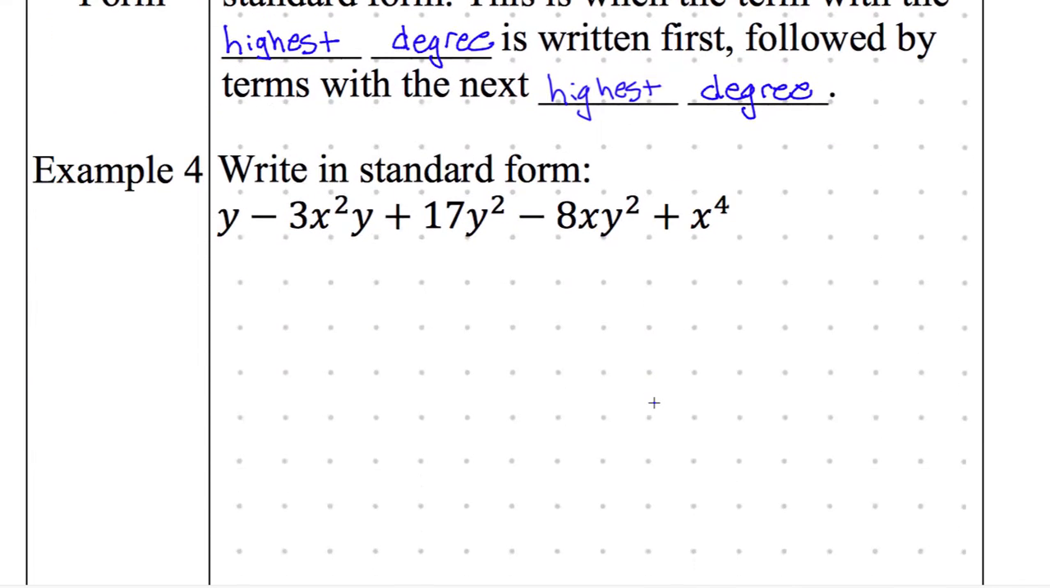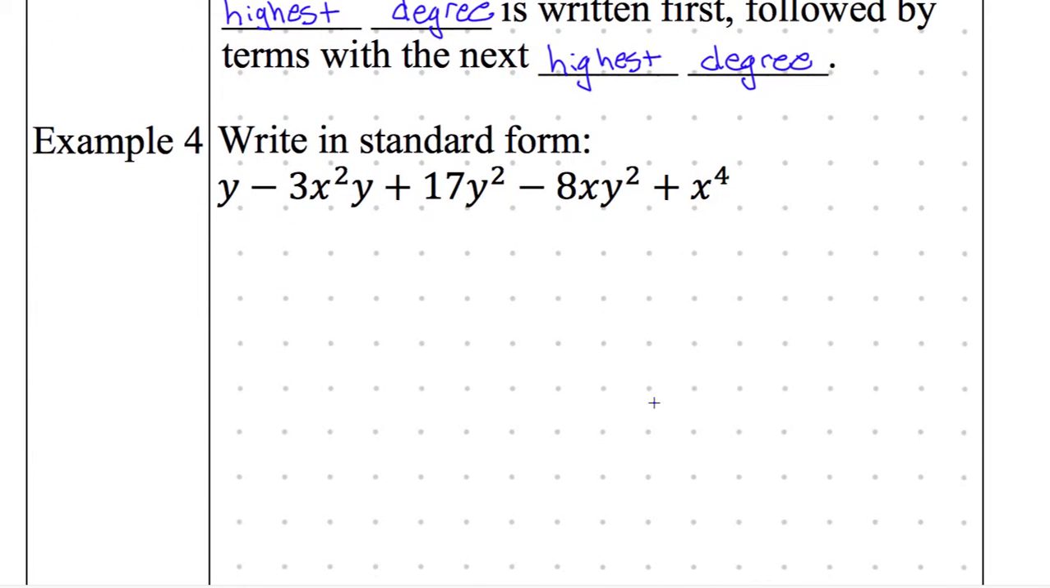Let's take a look at how you would write a polynomial in standard form. Here is a pretty difficult polynomial to write in standard form. I need to find the degree of each of these terms. Is there someone that can volunteer and tell me the degree of each and every single one of these terms? I have 1, 2, 3, 4, 5 terms here. I need to know the degree of each of them. Who wants to volunteer and tell me what they are?